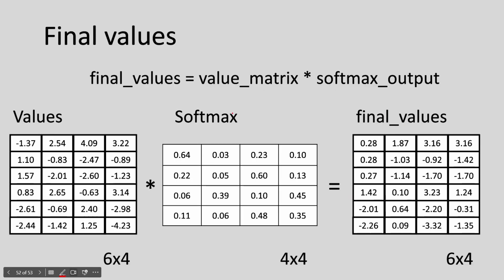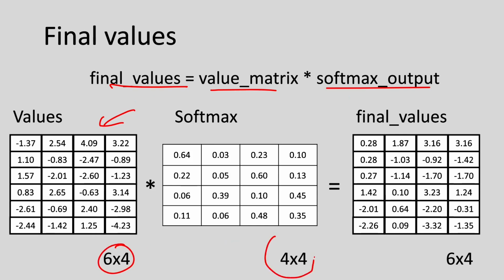Now, what is the last step? The last step, in order to get the final values, is the value matrix, which we had already found earlier, into the softmax output. Now you see this was 6 cross 4, right? Now this is 4 cross 4. So obviously this 4 and this 4 will match, so the answer will be 6 cross 4. And you can see over here the answer is actually 6 cross 4.